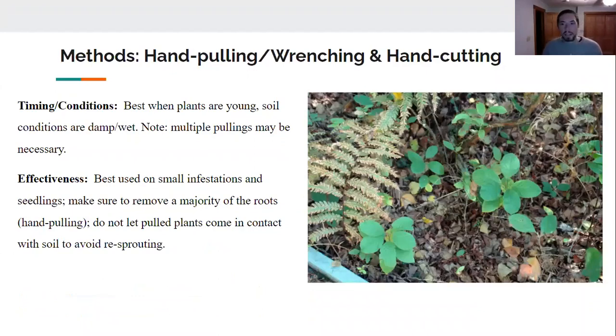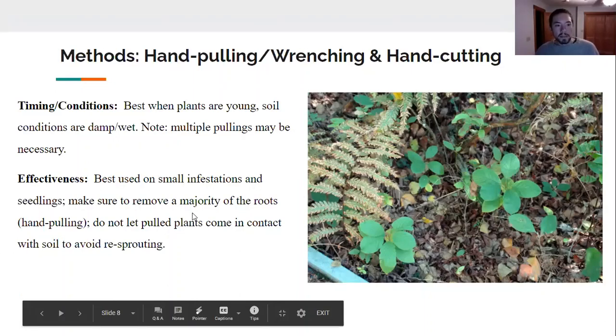Some timing and conditions for these. This obviously varies a little bit per species, but ideally this is happening when plants are really young, so that they don't have really large developed root networks that make it harder to pull the plant out, and also make it more likely that you will break off roots as you try and pull them out. So you want those plants young with smaller root networks, and this is best done, and this is for hand pulling, best done when the conditions are pretty wet and when the soil is a little loose.